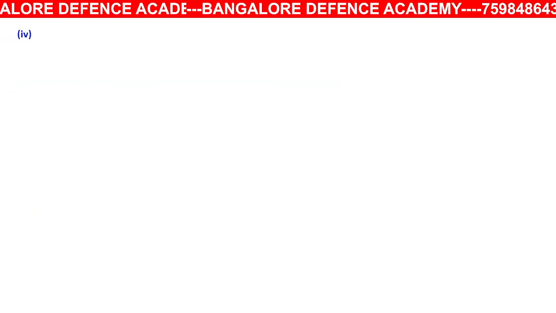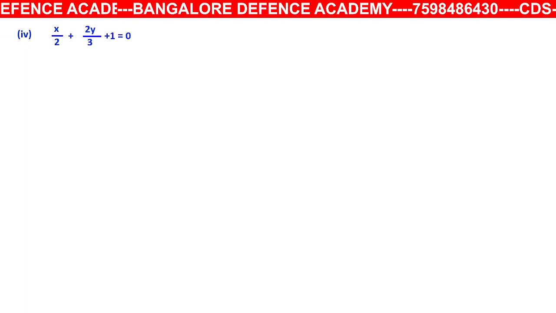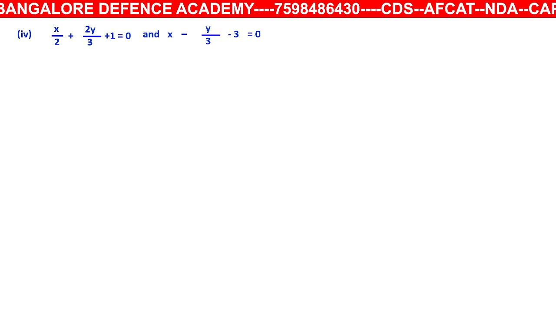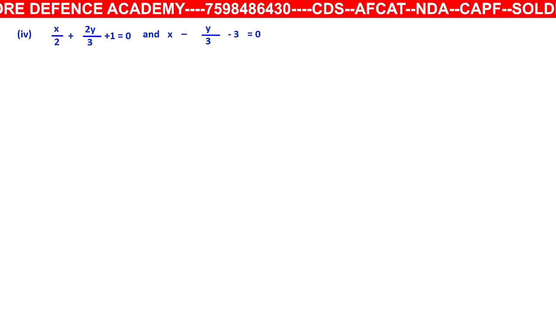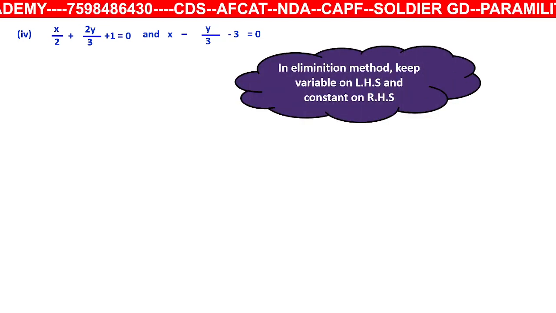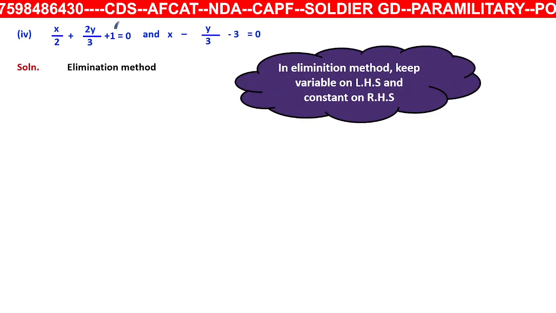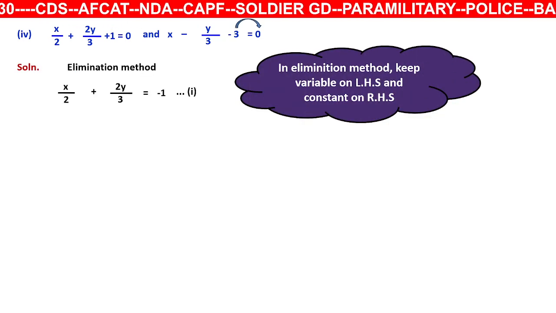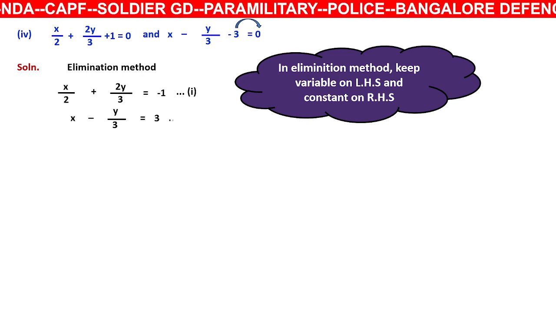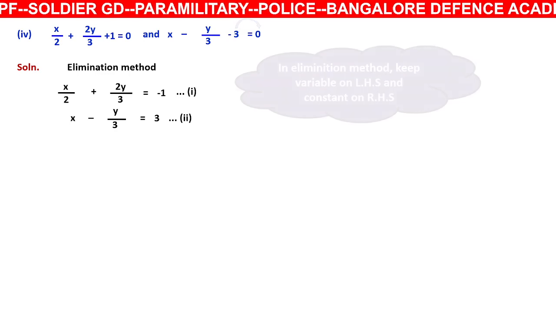Next question, x by 2 plus 2y by 3 plus 1 is equal to 0 and x minus y by 3 minus 3 is equal to 0. First thing, the constant should go to the right hand side. So it becomes minus 1. X by 2 plus 2y by 3 is equal to minus 1. Next, x minus y by 3 is equal to 3.